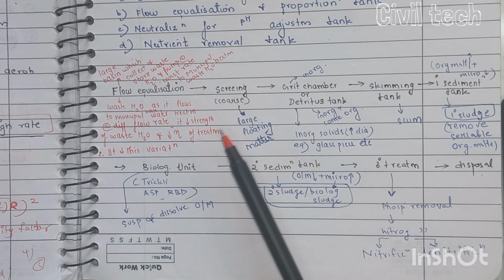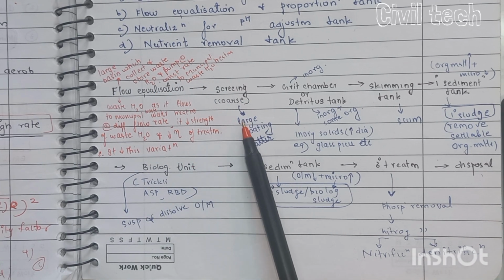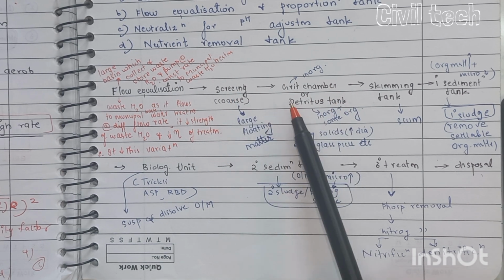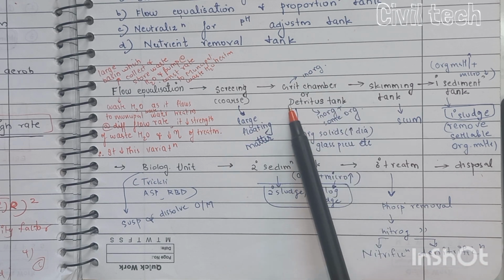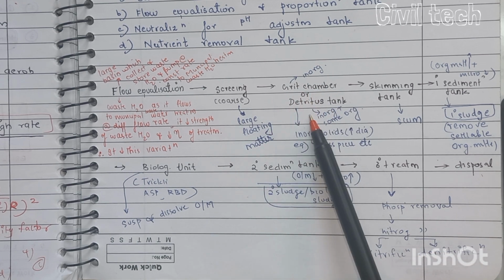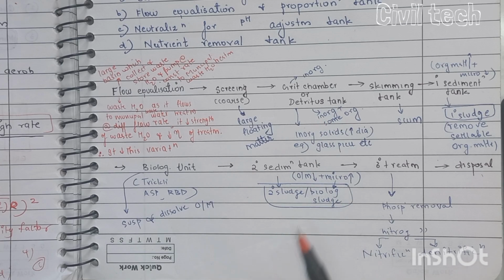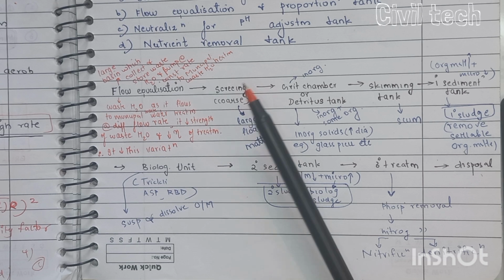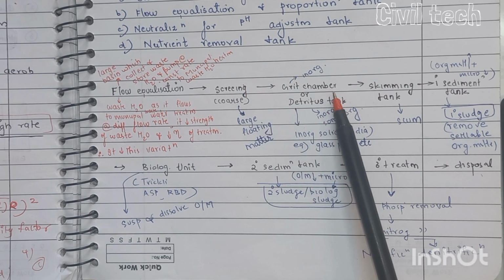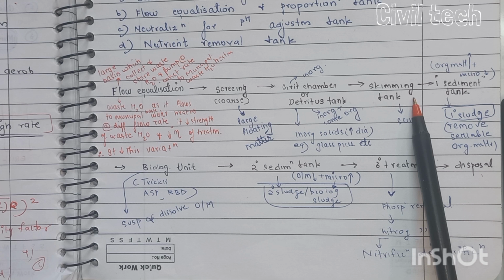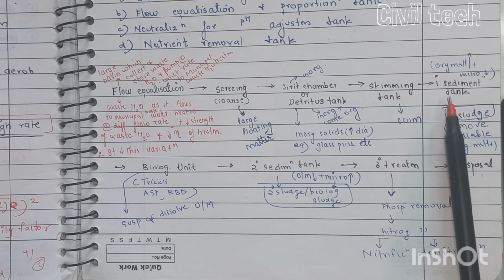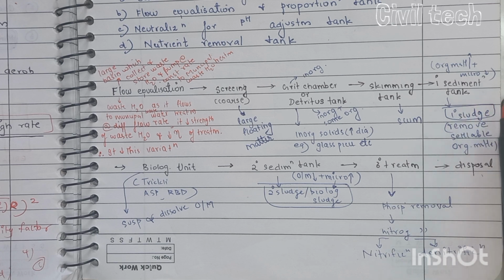Then next is screen. Screen is actually a coarse screen where large floating matters are collected. Then grid chambers or detritus tank. So grid chambers remove inorganic matter. Detritus tank is actually a grid chamber, but it removes both inorganic and some organic matter also. So these include settlable inorganic matters like large glass pieces, etc. Next, it goes to the skimming tank where oil and grease can be removed. Then it goes to the primary sedimentation tank, that is the primary sludge removal. Here the removal of settlable organic matter takes place.